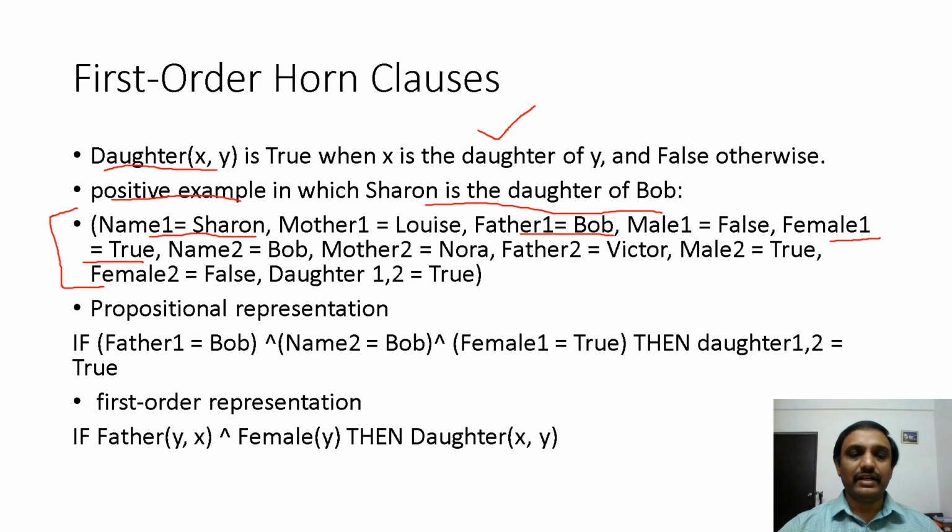How is this represented in the propositional case? Father one is Bob, conjunction, name two is Bob, conjunction, female one is true, then daughter 1, 2 is true. Here we are not using variables, we are using constants like Bob. To represent this using variables, we have to take a first-order representation. That is, y is female, this is true. Then x is father of y. If these two are satisfied, then automatically y is daughter of x.